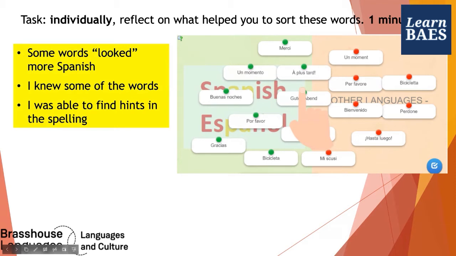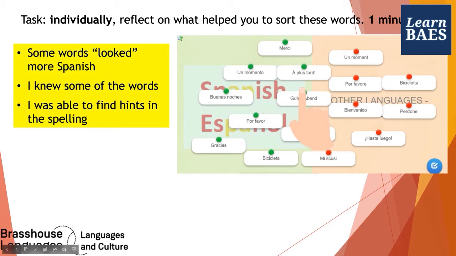The double T is Italian because the consonant is a bit stronger. Okay, so you identified that double T as a bit of a hint that gives away that it looks more Italian. I think so, yeah. Kind of. That was more or less the same for me.